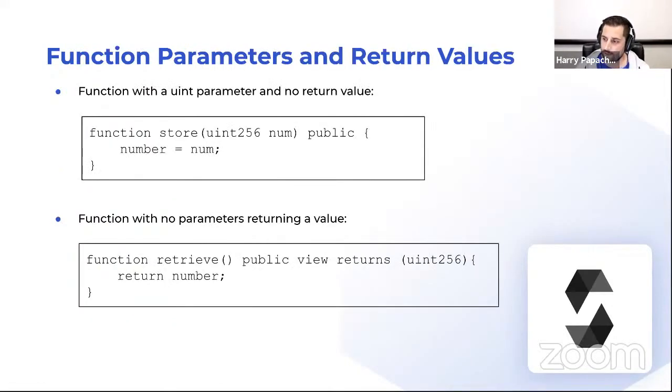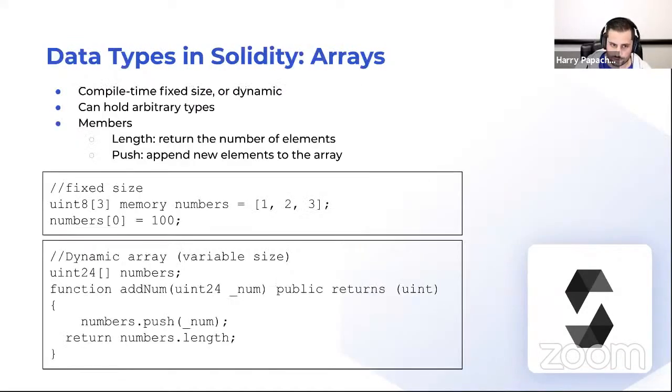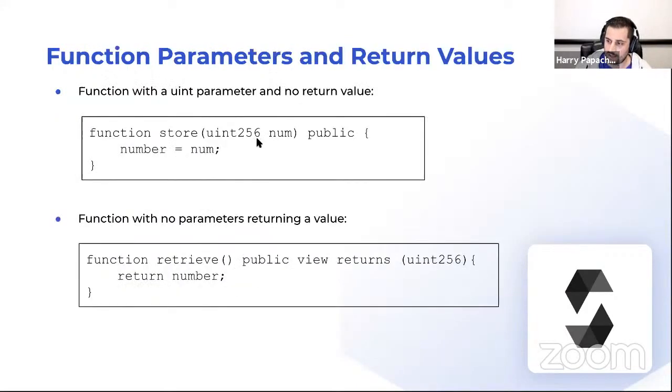So here we've got a couple of examples of how a function can accept parameters and how you can specify return values. Once again, if you're familiar with other programming languages, it's more a case of just knowing the syntax here. So in this case, we've got a store function. We've called it store. It takes in one parameter called num, defined as an unsigned integer. This is a public function, so anyone can call it. All the function does is assign a variable called number to the value of this num parameter. So this is an example of a function with no return value, but with an input parameter.